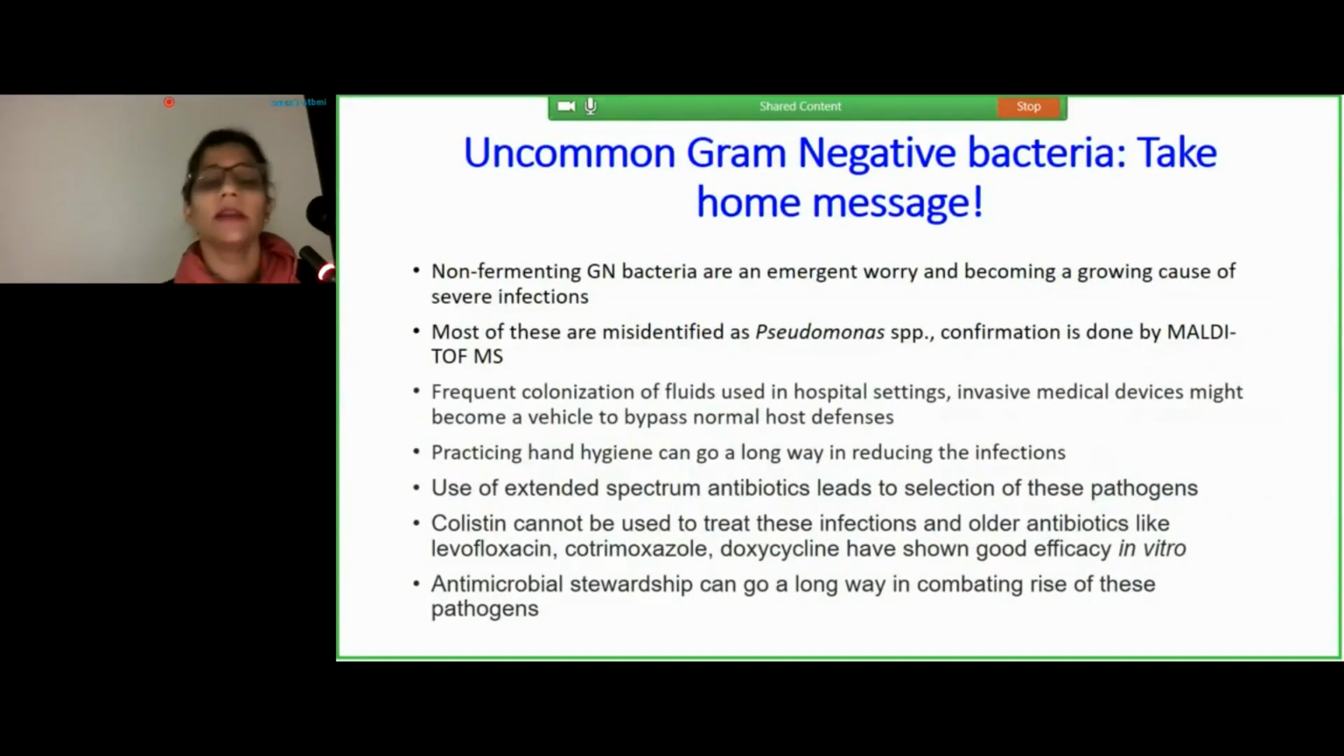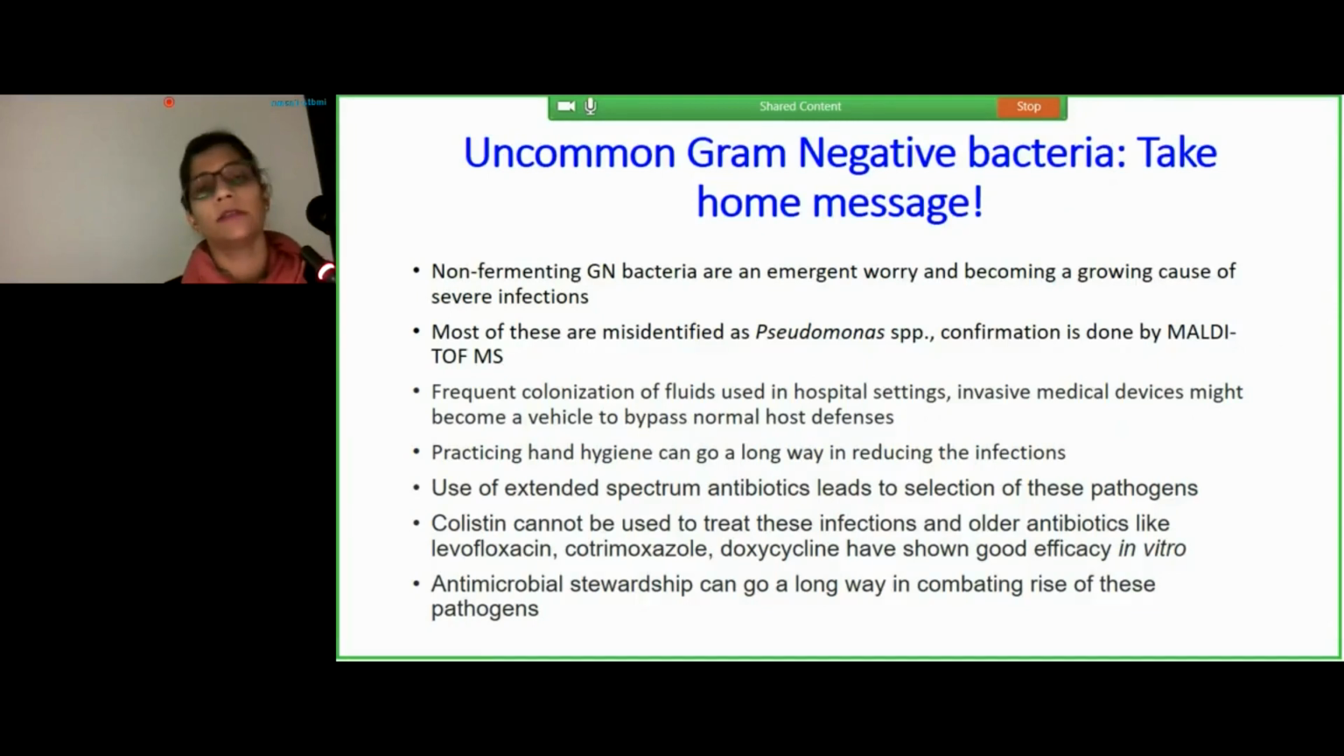So these non-fermenting gram-negative bacteria are an emergent group and a growing cause of severe infection. Most of these infections, as I already discussed, are misidentified as Pseudomonas. These pathogens frequently colonize many of the fluids used in hospital settings, like saline, and invasive medical devices, which may become a vehicle to bypass normal hospital defenses and thus they can enter the hospital. So practicing hand hygiene can go a long way with infections, and the use of broad-spectrum antibiotics should be justified.